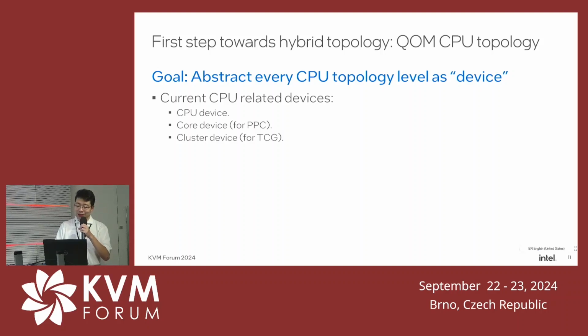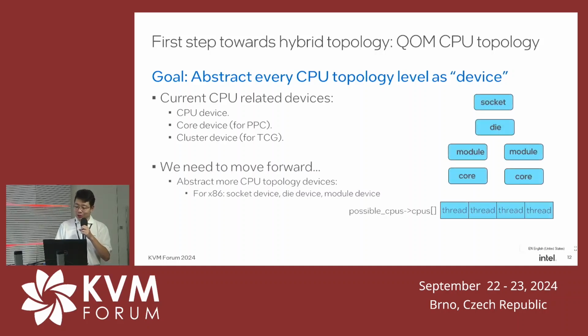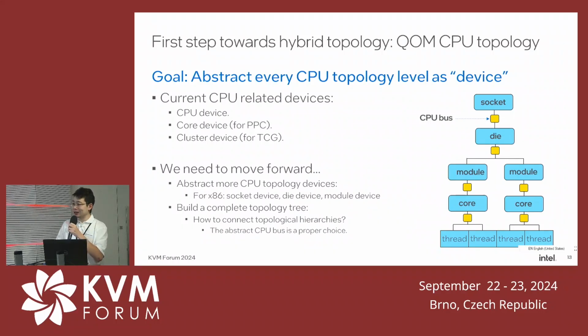We already have these three devices: the CPU device, core device, and cluster device. But to complete the topology tree, we need more. For x86, we need the socket device, die device, module, core, and thread. Then how do we connect the different devices? In our RFC, we introduced a virtual CPU bus. Currently, the bus structure in QEMU can manage topology very well. It is used in CXL and PCI to manage the device topology. So I think it's very natural to also use a bus to manage the topology relationship.